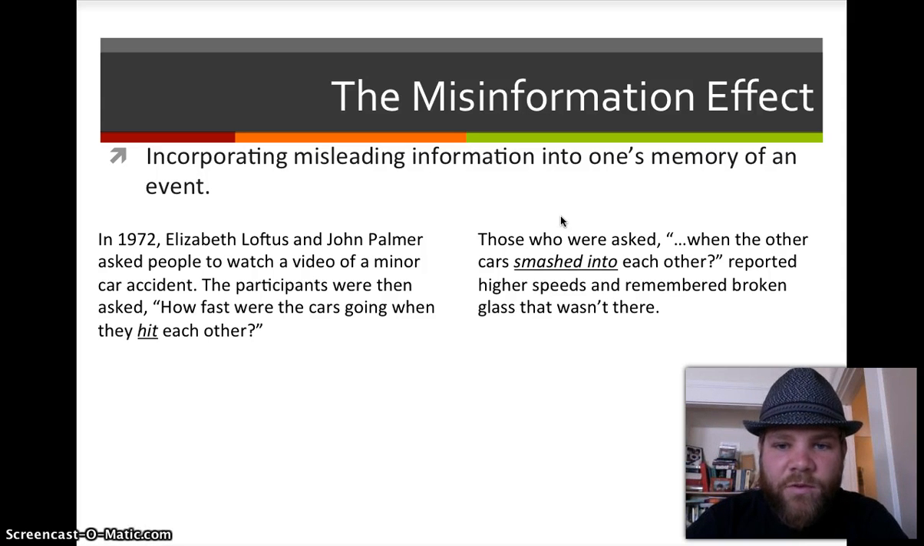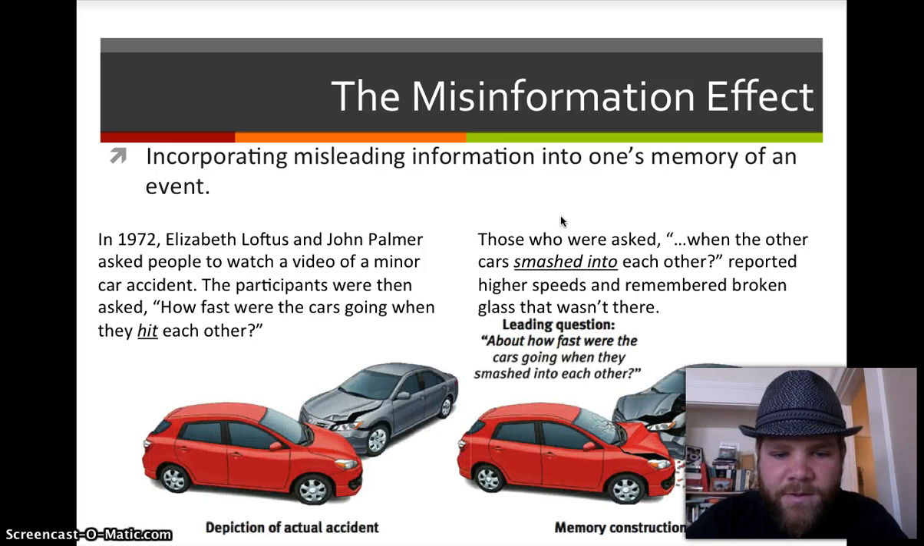So this, if you remember, is the priming effect. So when we are primed to think a certain way, our memories reflect that. So here's a little depiction of what actually happened. On the left you can see what actually happened, and on the right is the memory construction. Because when they implied that the cars smashed into each other, that concept of smashed and everything that would apply to it in a car crash influenced the people's memory. So when they recalled it, they recalled something completely different than what actually happened. This is the misinformation effect.